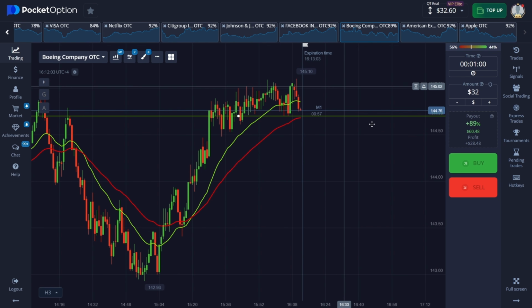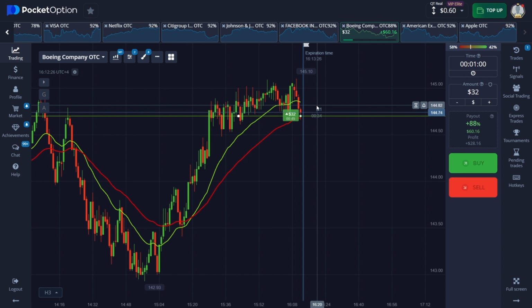And yes, I got the entry. I placed a trade for the upside move on Boeing Company OTC. And the trade is going in our favor right now. Let's see if this candle will close above the moving average or above the support level. If it does, the next candle will likely turn into a green candle. Let's wait for the candle to close.